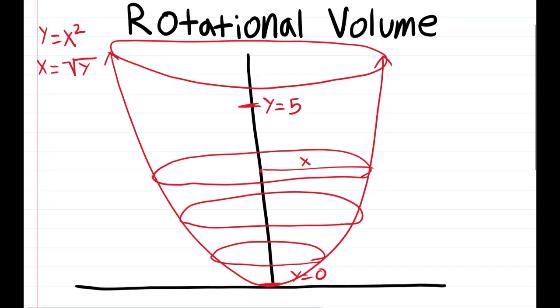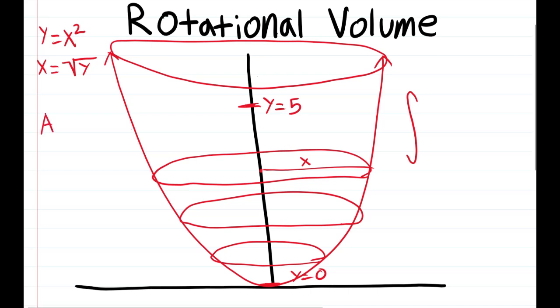Now how can we do this? We can do this through integration. We know that integration is the sum of an infinite amount of planes through an interval. We can find the interval from y equals 0 to y equals 5, and we can add together all the circles. But what's the area of a circle?